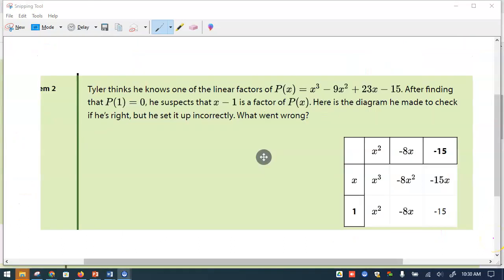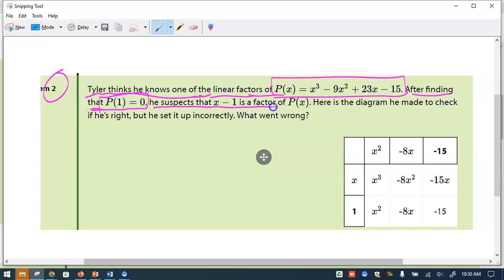So let's go to the second question. One student thinks that one of the linear factors of this big cubic polynomial is known. After finding out that P of 1 is 0, he suspects x minus 1 is a factor of P of x. Here is a diagram he made, and what is his mistake? How did he know this? Say P of 1 is 0.